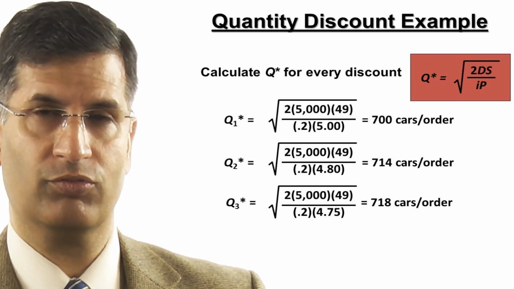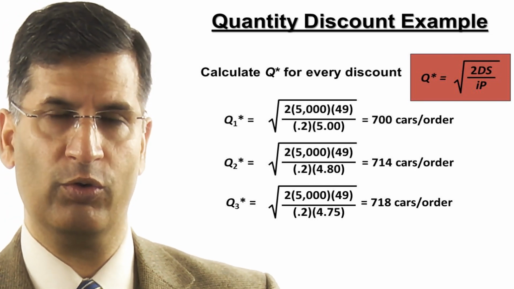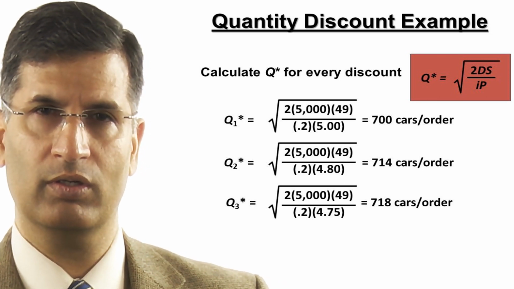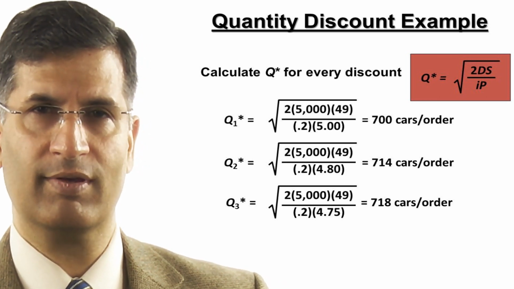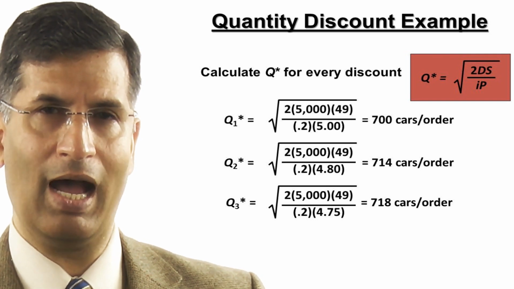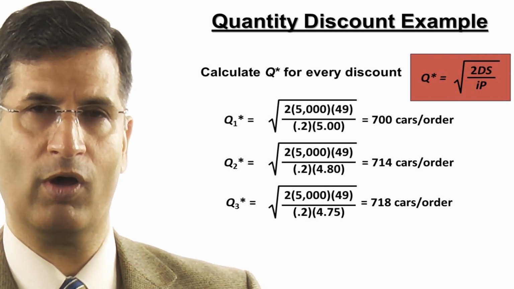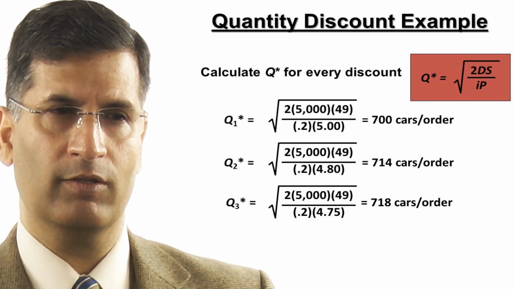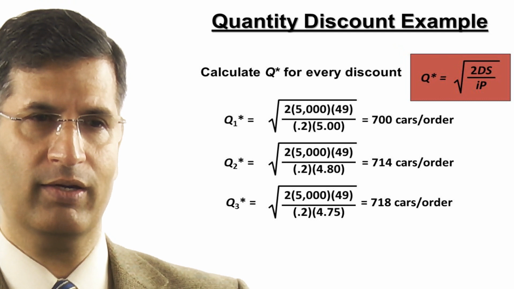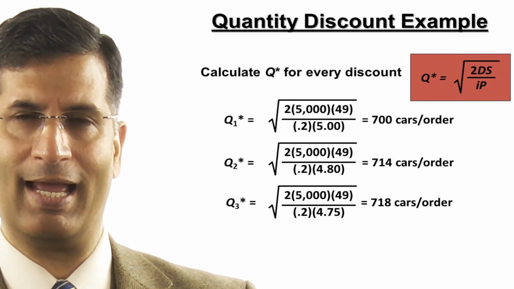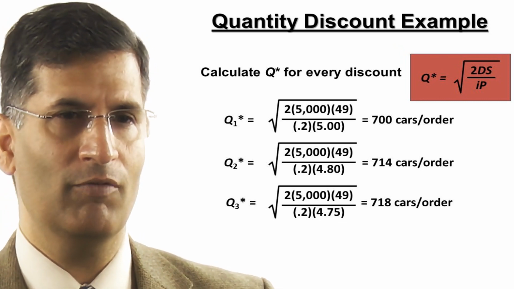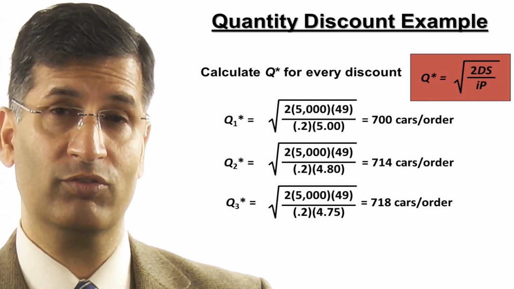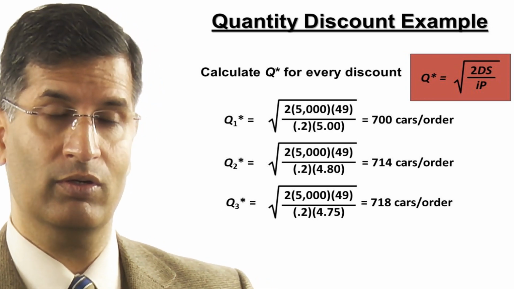For the next price, which is $4.80, if you calculate your EOQ, that turns out to be 714 units. And you know that if you buy 714 units, you will not get $4.80 as your price. Let's do the same calculation for the next price break, which is $4.75, and if you do the calculation, it's 718, which is again not feasible because to avail this price of $4.75, you must buy at least 2,000.